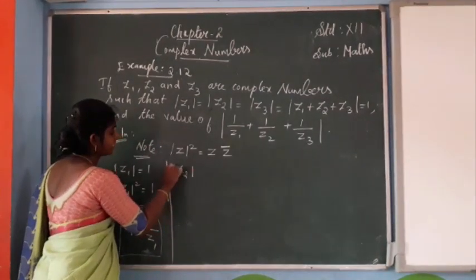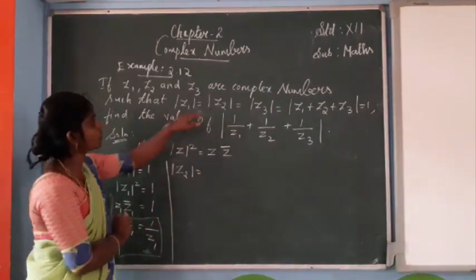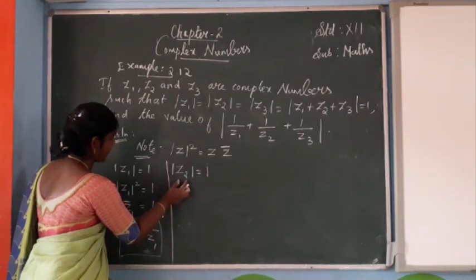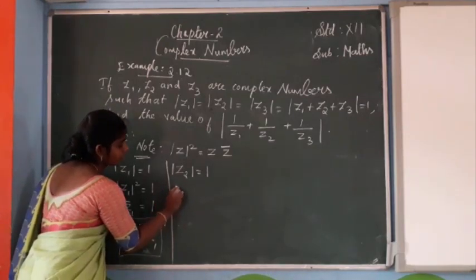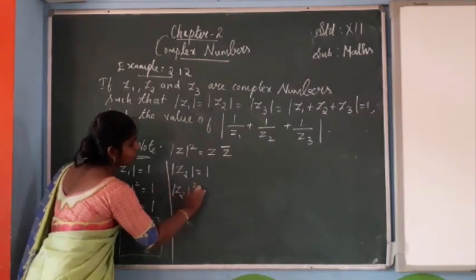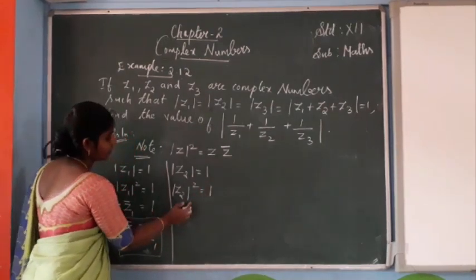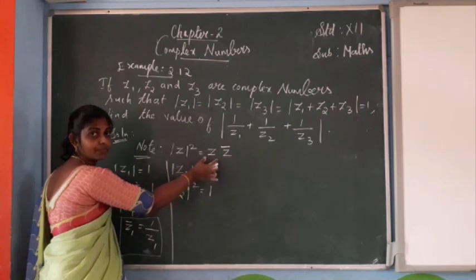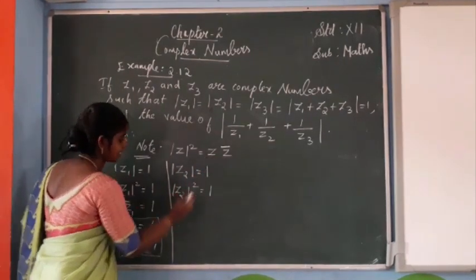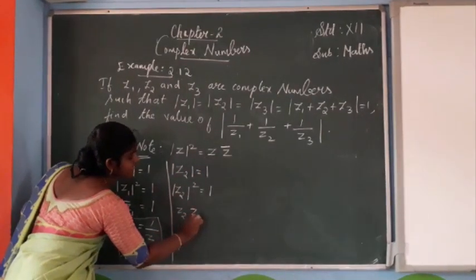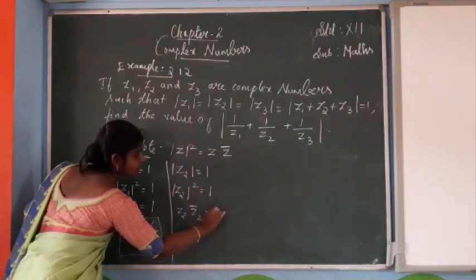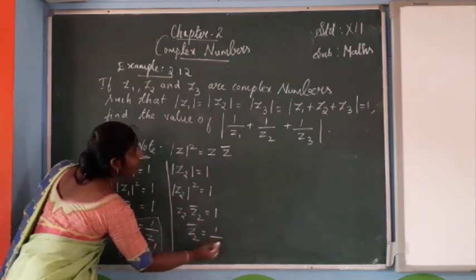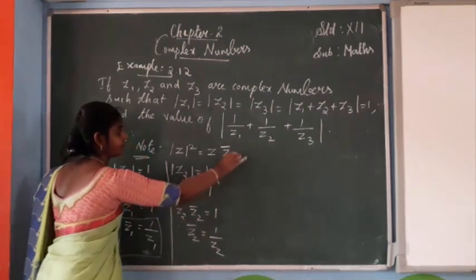Then we can find modulus Z2. Modulus Z2 value is 1. So we can write modulus Z2 the whole square is equal to 1. We can square this term. What is the formula I have given? Z into Z bar. So Z2 into Z2 bar is equal to 1. So Z2 bar is equal to 1 by Z2.